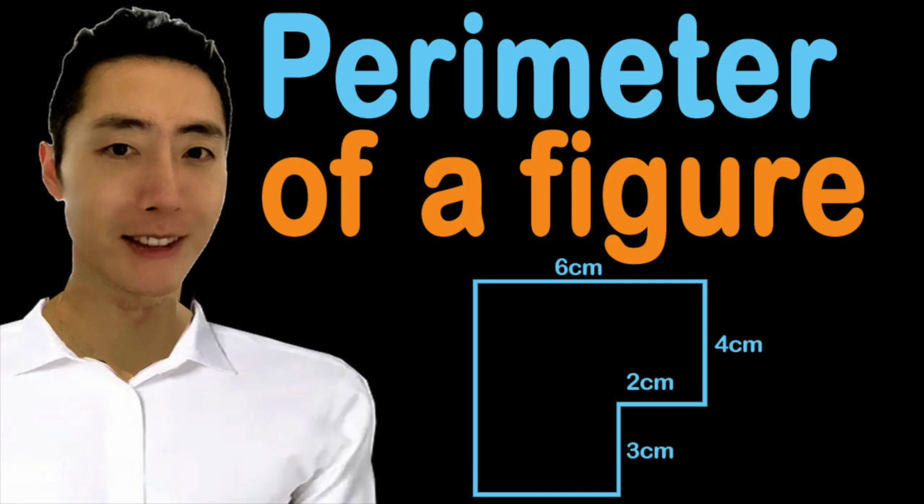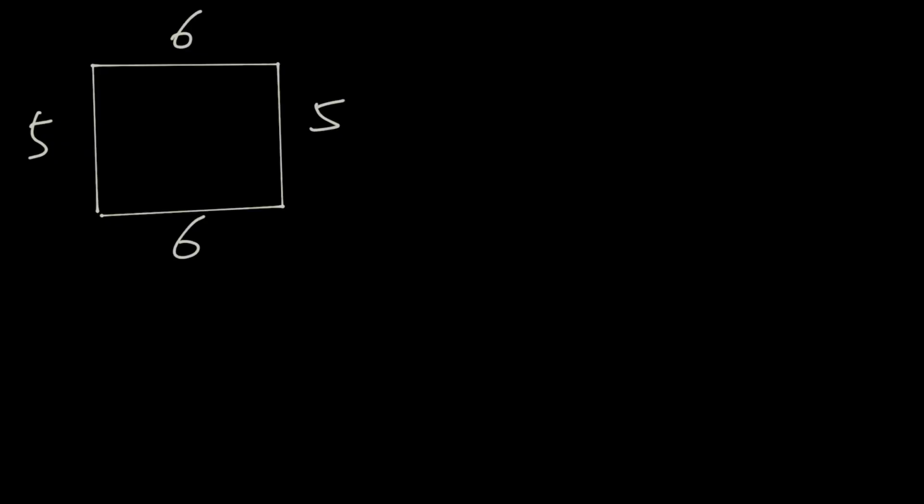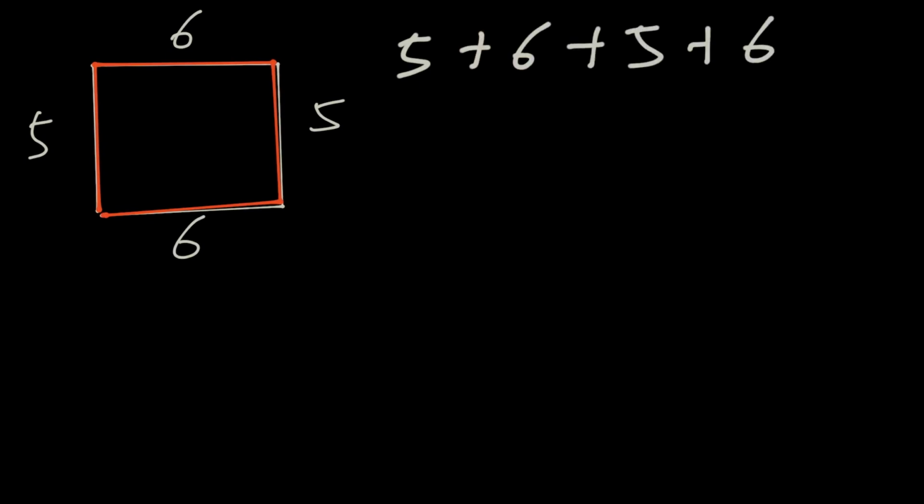In this video, I'll be going over how to find the perimeter of a figure. What is the perimeter of this figure? To find out, we simply would take each of the measurements as we go up. That's 5, 6, 5, 6. So we would simply take 5 plus 6 plus 5 plus 6. So the answer is 20 units.